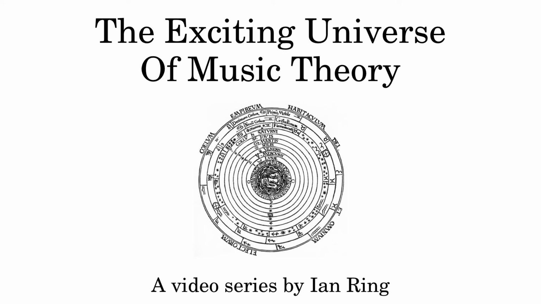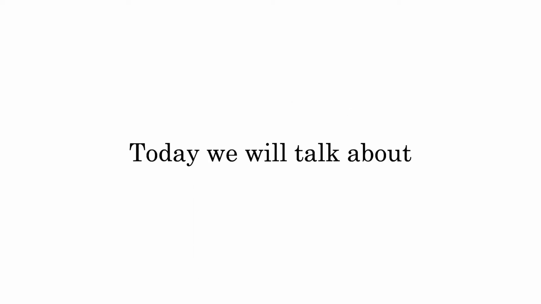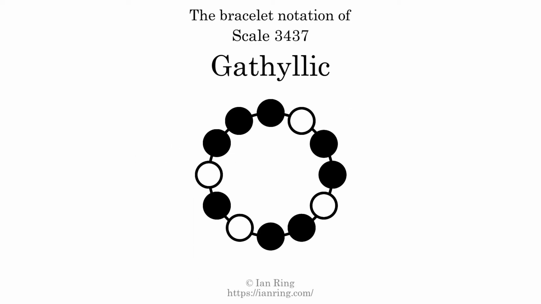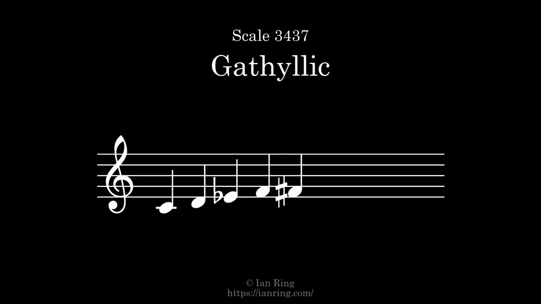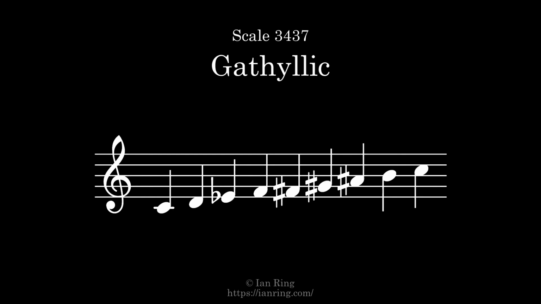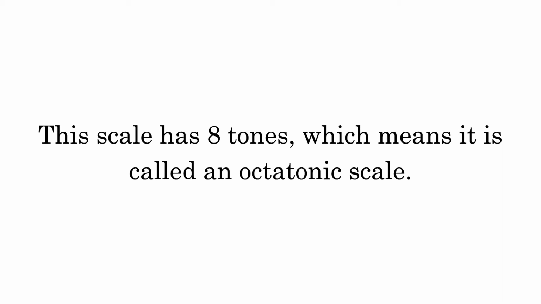Welcome to the exciting universe of music theory. Are you ready to learn? Then let's begin. Today we will talk about Scale 3437, Gathyllic, which sounds like this. This scale has 8 tones, which means it is called an octatonic scale.